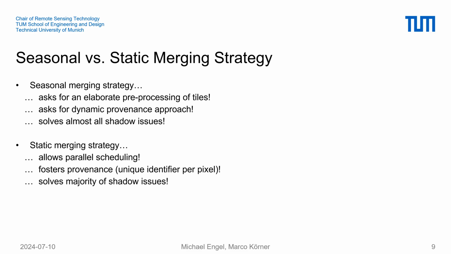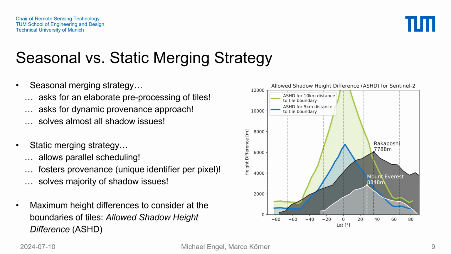So considering our centerline concept for the LCA from the slide before, if you remember, the question arises if 5 km are large enough. Well, we asked ourselves, what's the maximum allowed height difference in 5 km distance to the tile boundaries, depending on the sun elevation angles calculated for the center lines of the Sentinel-2 orbits.